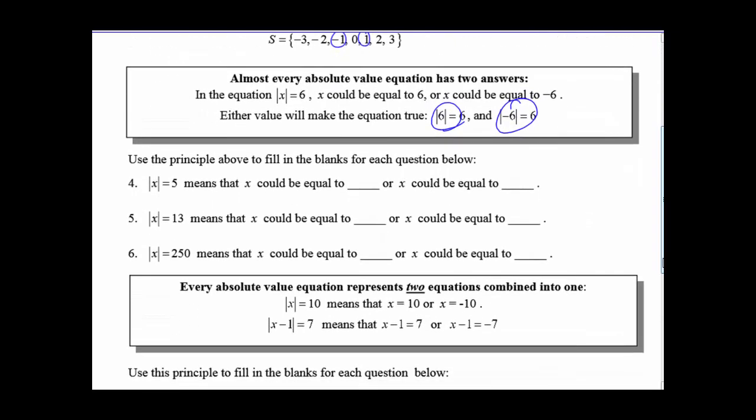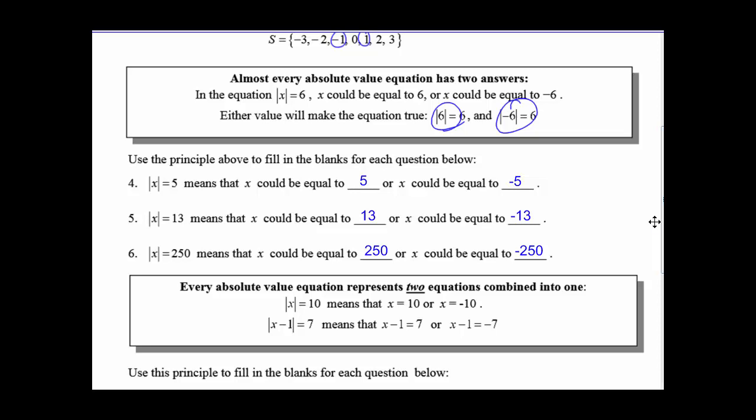So using the principles from above, go ahead and fill in the blanks. Alright, let's see how you did. The absolute value of x equals 5 means that x could be equal to 5 or x could be equal to negative 5. The absolute value of x is equal to 13 means that x could be equal to 13 or negative 13. And number 6, the absolute value of x equals 250 could be equal to 250 or negative 250.